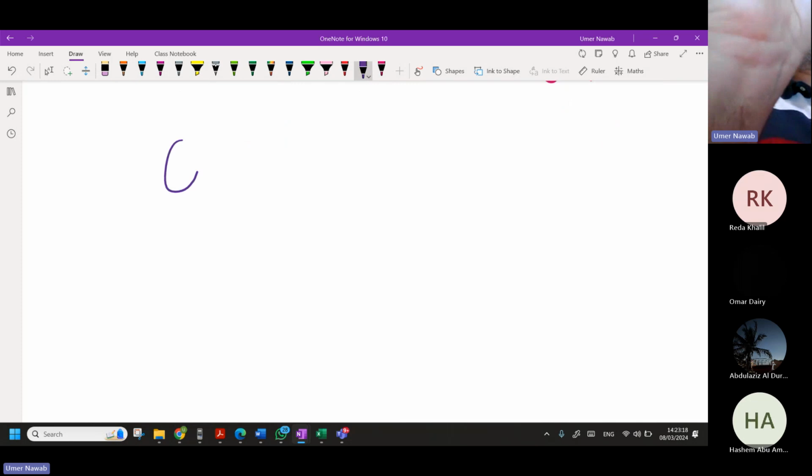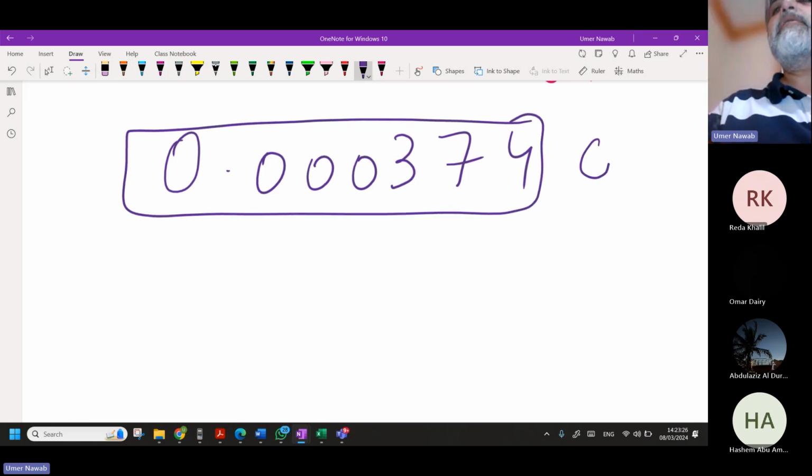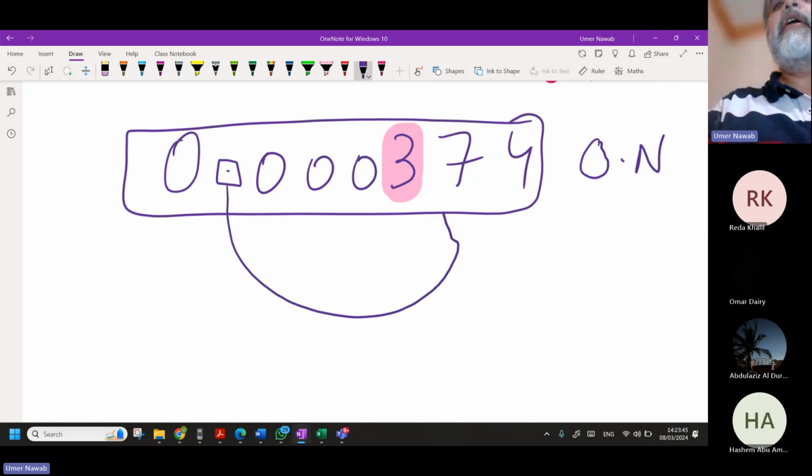Let me give you one more question. If an examiner has given the number 0.000374 and asks, can you convert this ordinary number into standard form? Always remember that the first non-zero digit has to be before the decimal. So the first non-zero digit is 3, and my decimal should travel from here to in front of 3. How many digits am I going to cross? 1, 2, 3, and 4. So you are going to cross 4 digits.